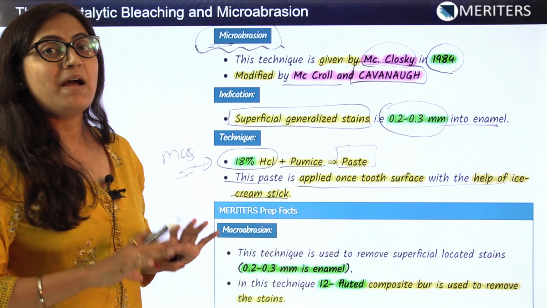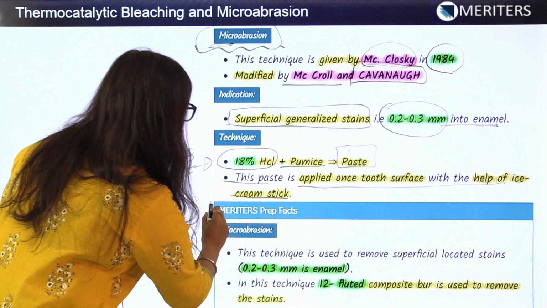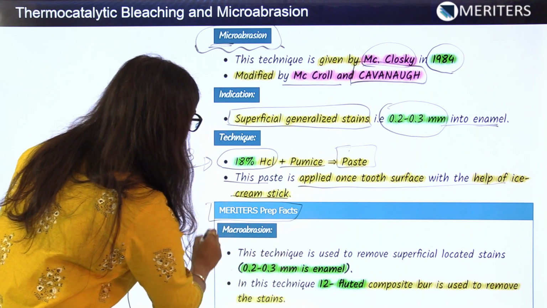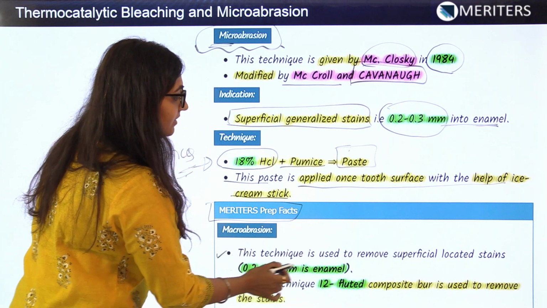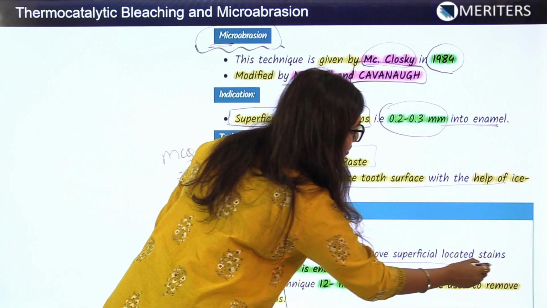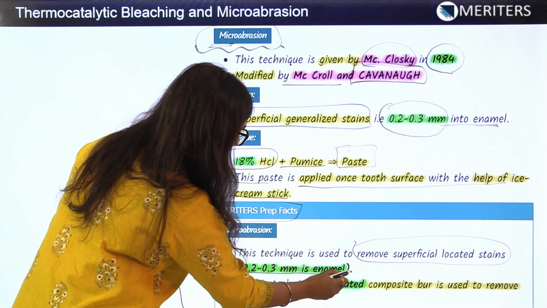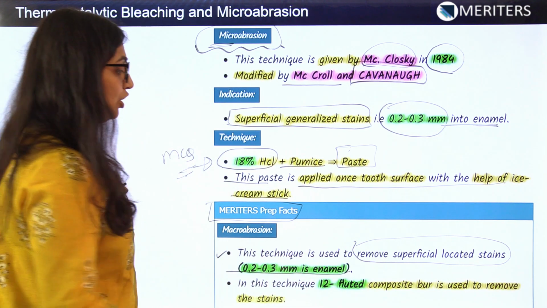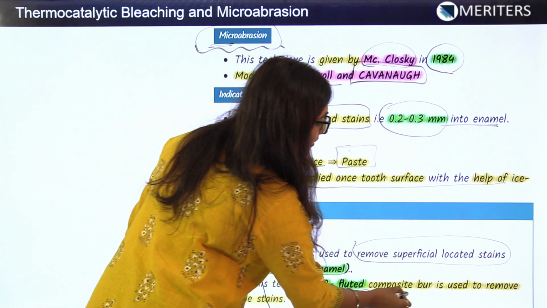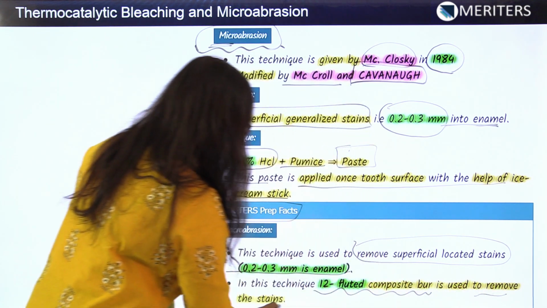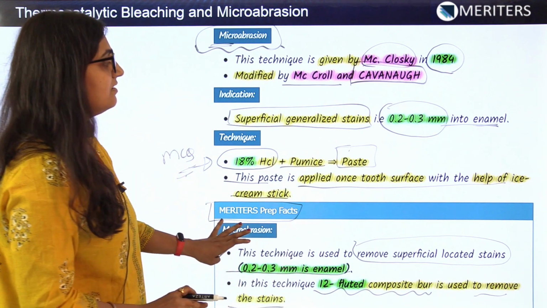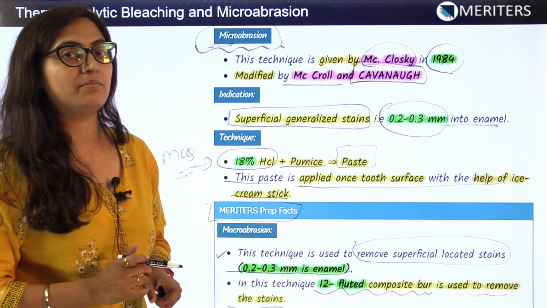The other technique is the macroabrasion technique. So Meritor's prep facts help you to remember the other technique. Here, this is also used to remove superficially located stains in the area of 0.2 to 0.3 mm in enamel. But here we are using a 12 fluted composite bur to remove the stains. So remember the difference, and these are important key facts to be remembered.